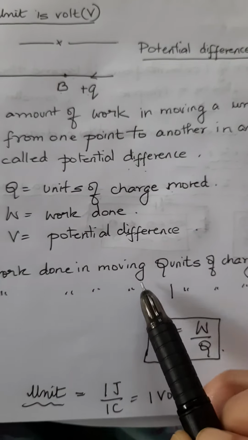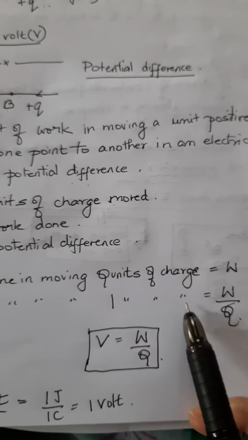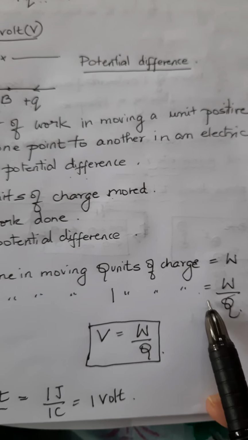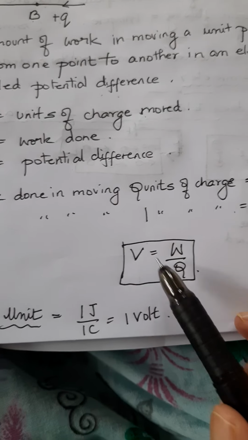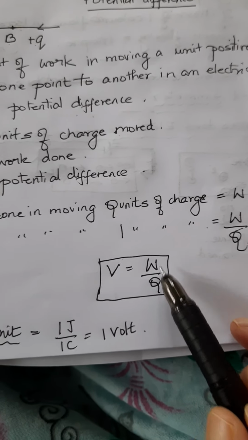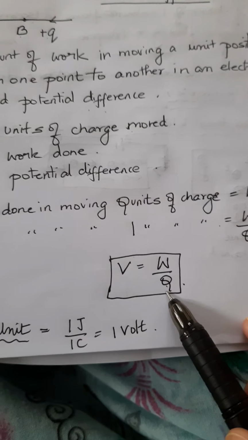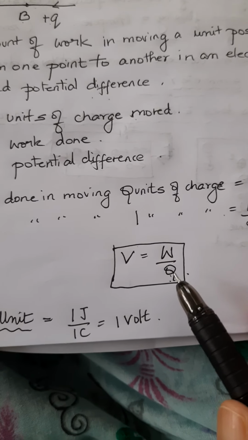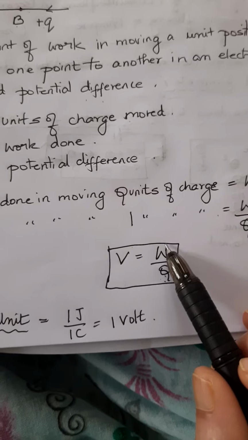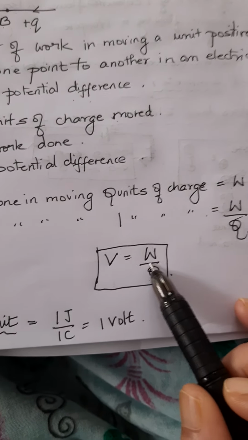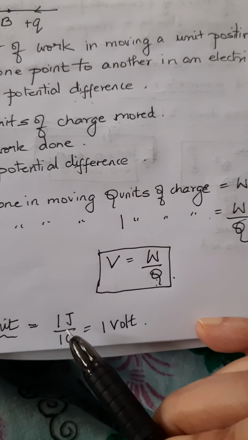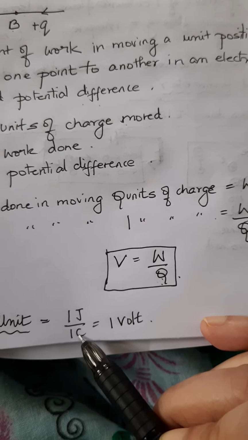This work done in moving 1 unit of positive charge, we call the potential difference, that is V is equal to W by Q. This is an important relation. To find the unit of potential difference: the unit of W is the joule, and the unit of Q is the coulomb. This joule by coulomb is 1 volt.